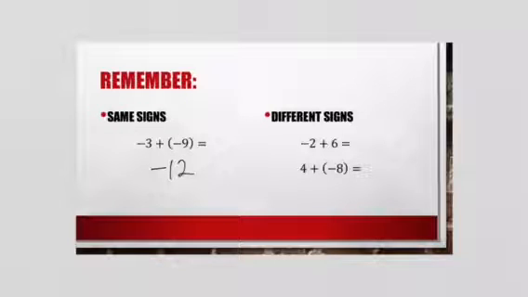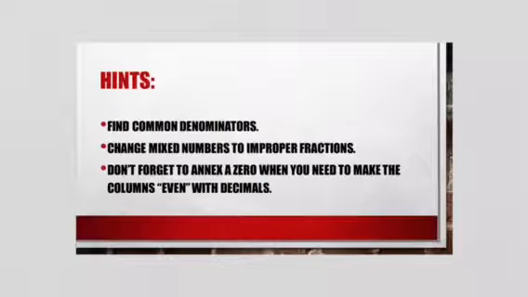But when we had different signs, that was when we drew that charge model. We had 6 positives and 2 negatives, so we ended up subtracting and we ended up with 4, and it was positive because there were more positives than there were negatives. How about 4 plus -8? Well, in this case there were more negatives, so we ended up with -4 because there were 4 more negatives than there were positives.